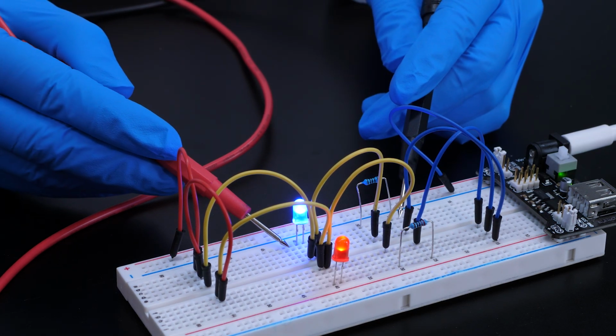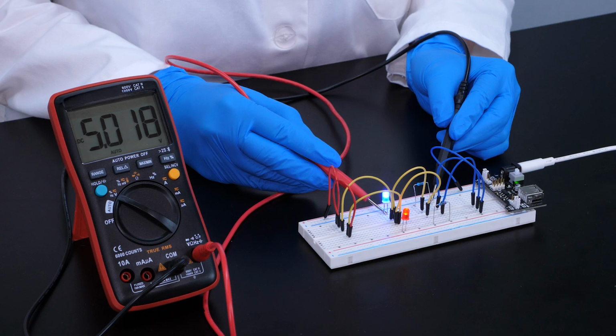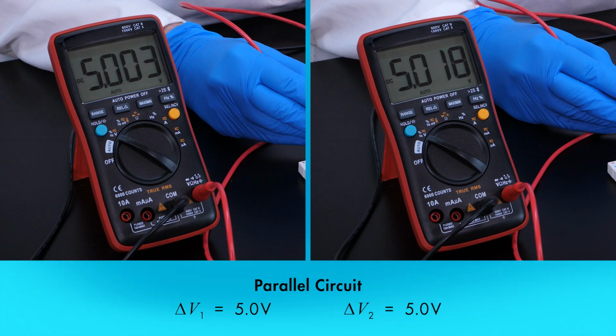When we check the voltage drop across the second load, we see that it is 5.018 volts, which also rounds to 5.0 volts. Even though the voltages are slightly different, the difference is negligible, so we can still say that the voltage drop is the same for each load.